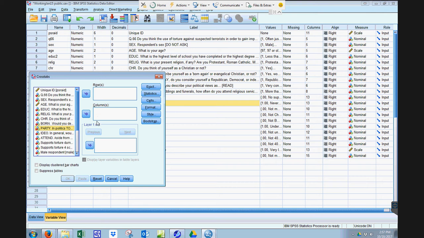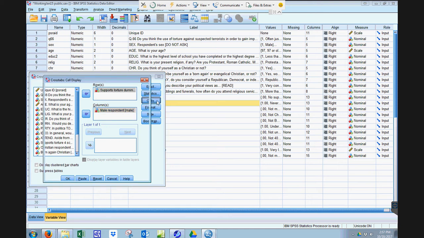So in this case, let's assume that gender possibly has an effect on whether you support torture, and let's begin with the dummy variable. Because that's the dependent variable, I'm going to move it over to the rows column, and we're going to go to the male respondent variable and pop that over to the columns. And now we want to go to Cells.